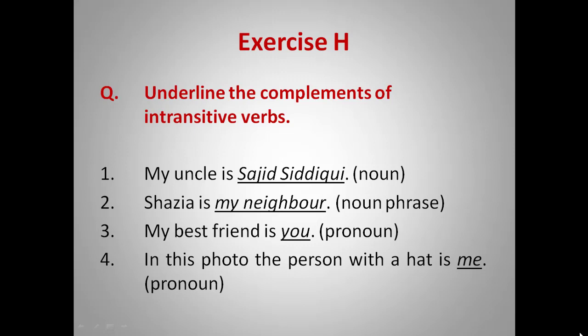My uncle is Sajid Siddiqui. Sajid Siddiqui is a noun because it is the name of a person. So Sajid Siddiqui here is the complement of the intransitive verb. Shazia is my neighbor. Neighbor is a noun and my neighbor makes it a noun phrase. Here in this sentence, my neighbor is the complement of the intransitive verb.